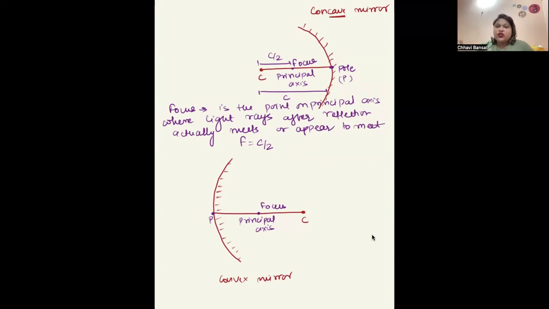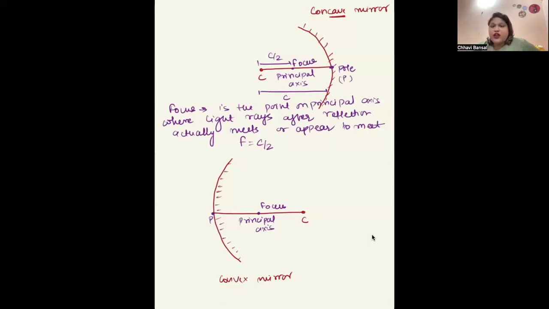Are we clear? The three points, principal axis, concave mirror and convex mirror. See, how does a cave look like? This is the cave. A cave is never this way, right? You enter from this side. So how does the light enter into the cave? This is how the light enters the cave. So this is concave. The other way is the convex mirror.